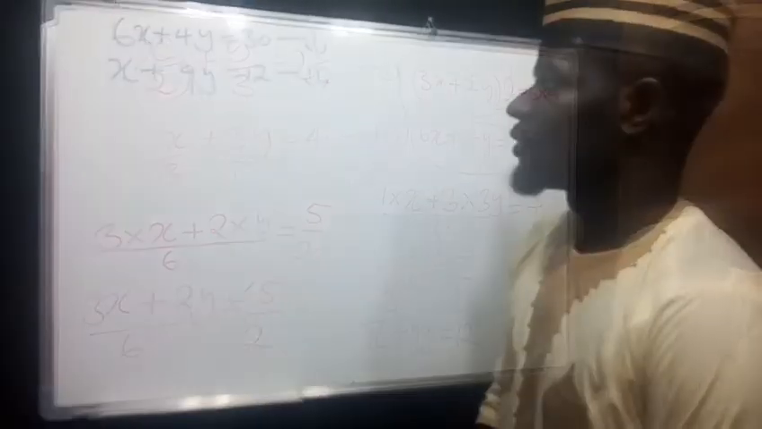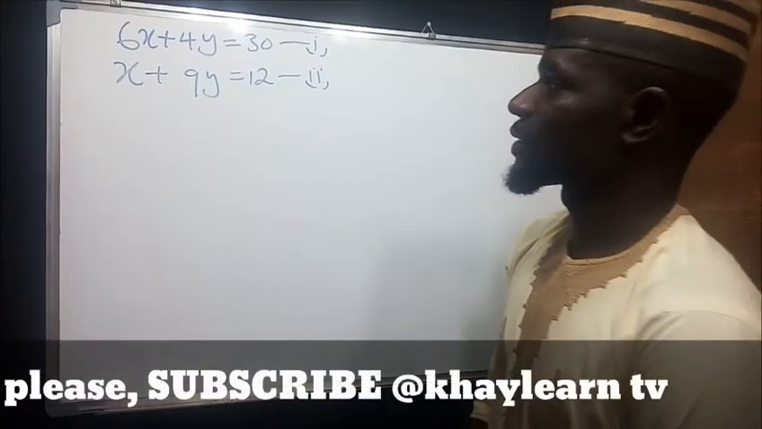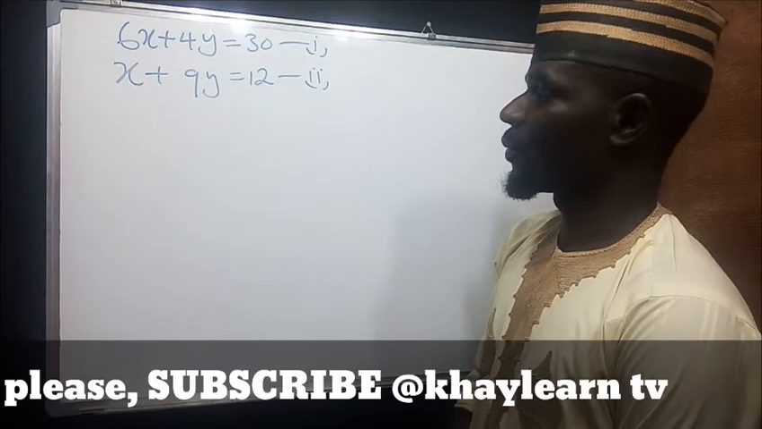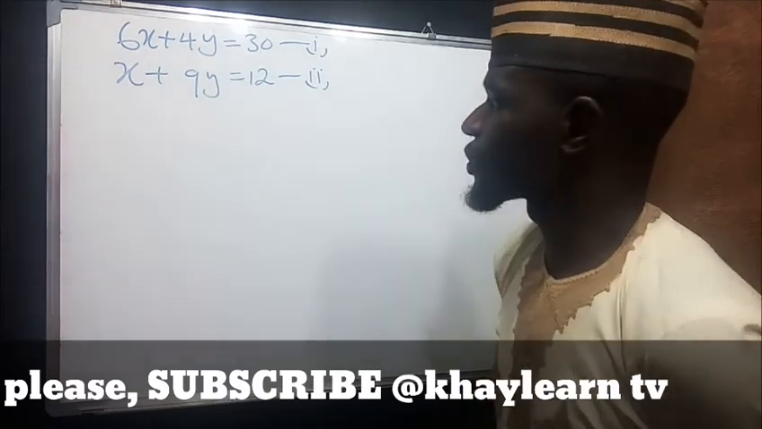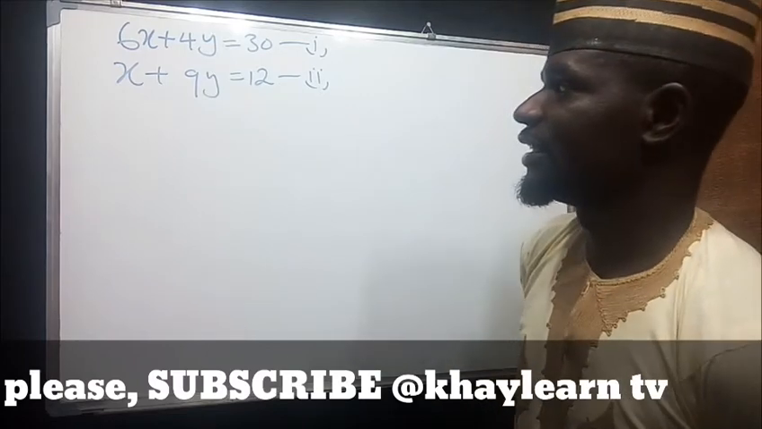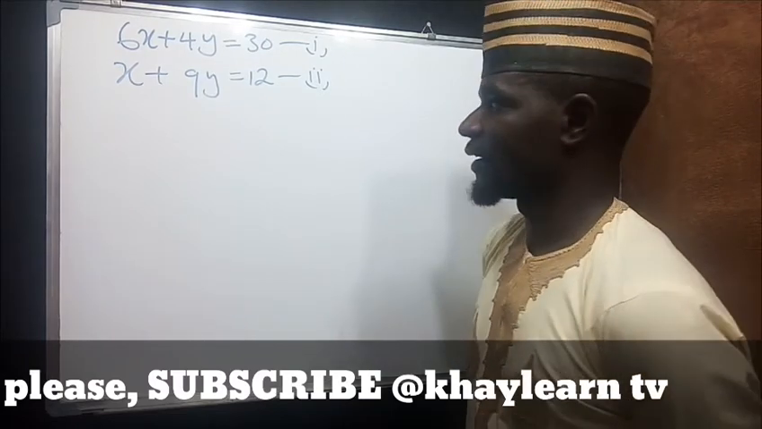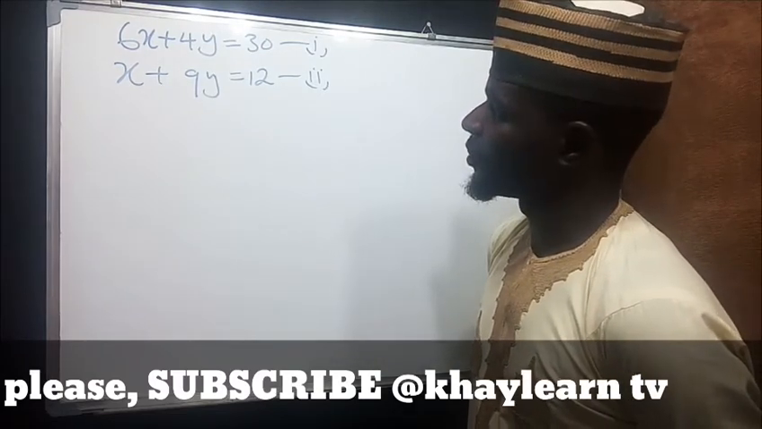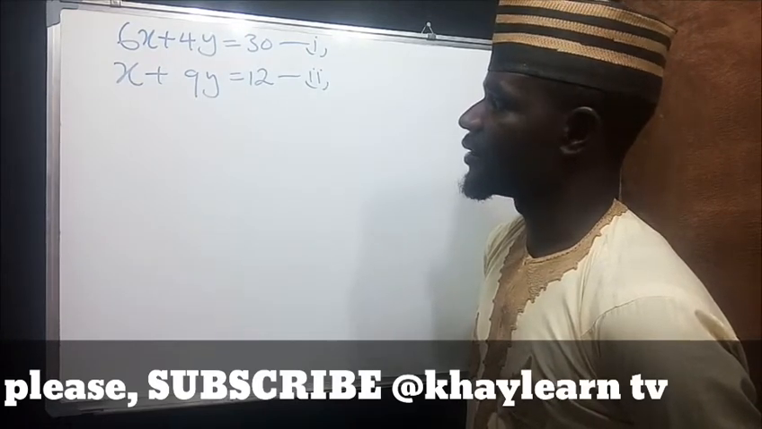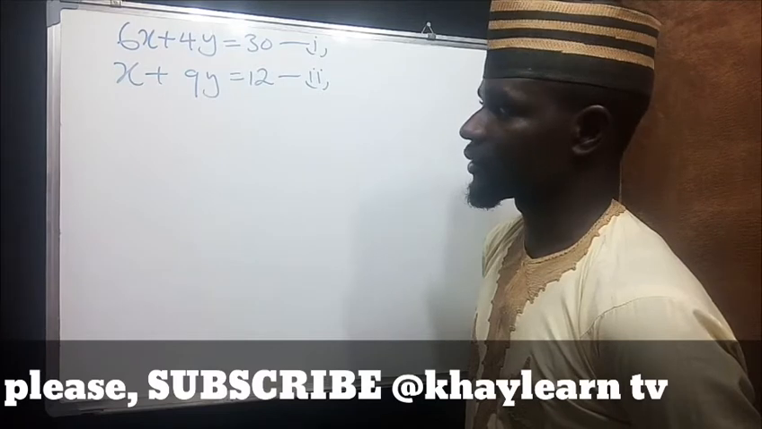Alright, those two equations become 6x plus 4y equals to 30, equation 1, and x plus 9y equals to 12, equation number 2. And this can be solved using any type of method, either elimination method or substitution method, to solve for the x and the y in the two equations.